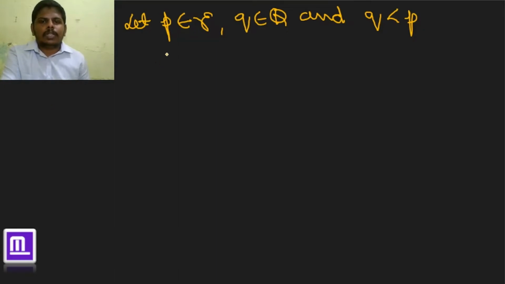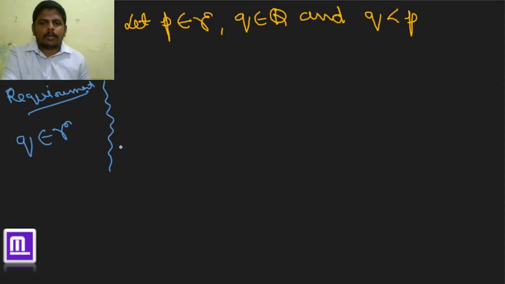So to prove the second property, what we require is that we have to prove that this q also belongs to gamma. Correct? q also belongs to gamma. We shall do this very quickly.